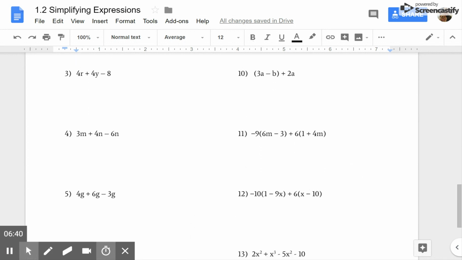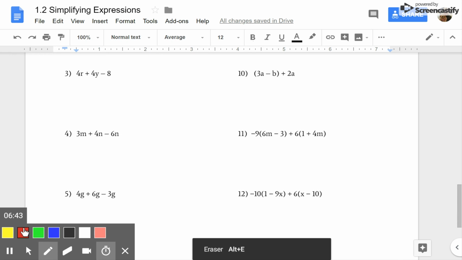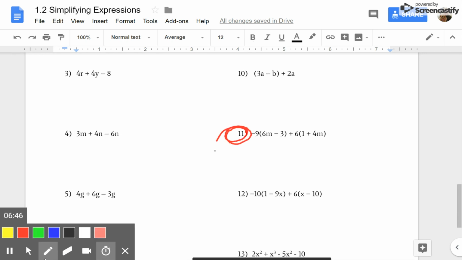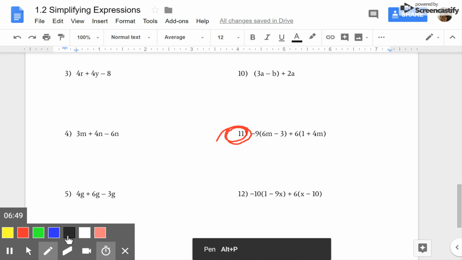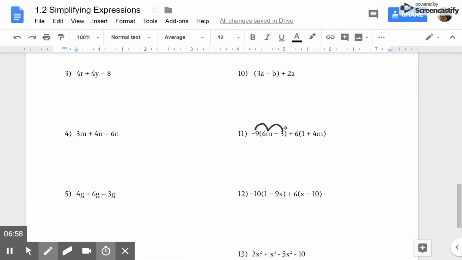All right, let's go down. I'm going to do number 11 on your right-hand side again. So when you're simplifying terms, you first want to get rid of your parentheses. So if you have any set of parentheses, distribute. So I'm going to distribute this negative 9. So negative 9 times 6 is negative 54. And then negative 9 times negative 3 is positive 27. Then I have to distribute this 6. 6 times 1 is 6. 6 times 4 is 24. So distribute.